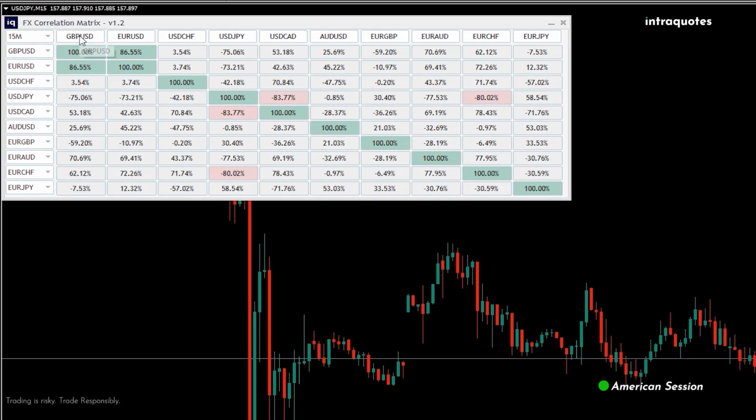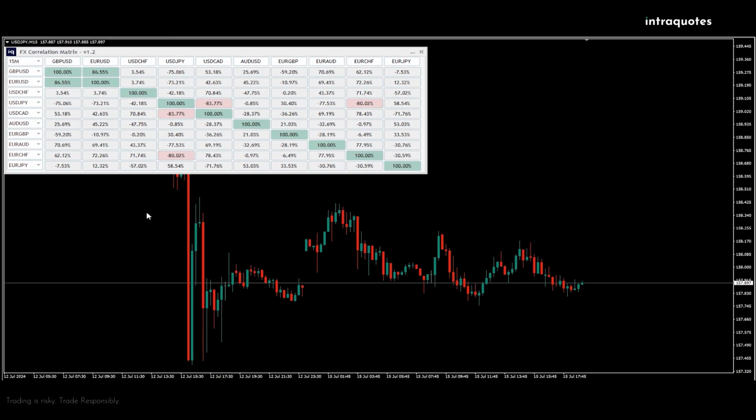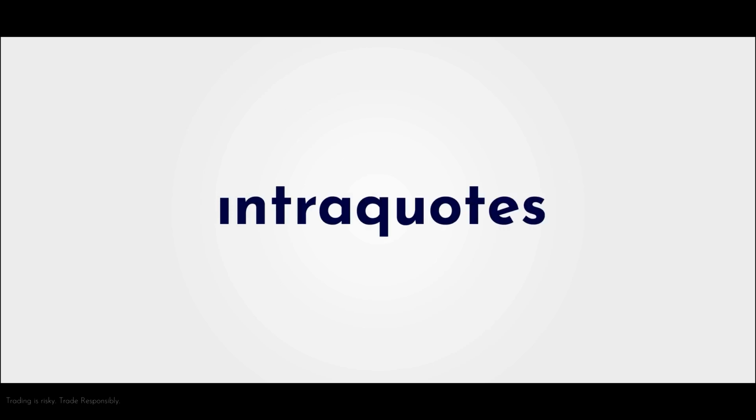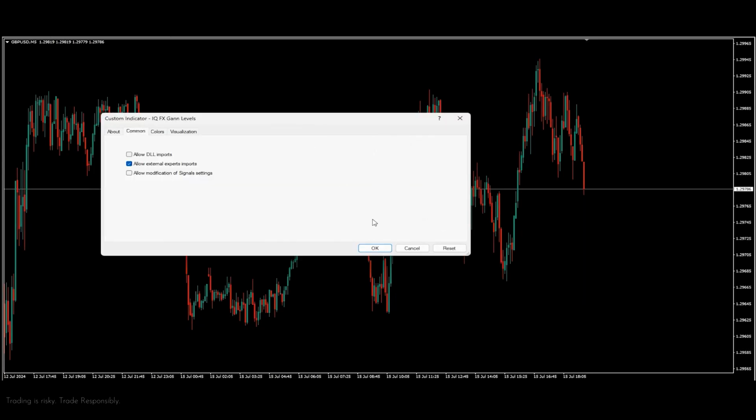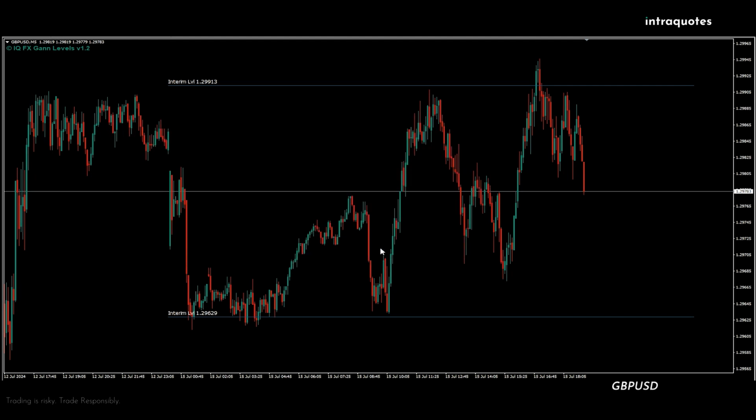Here GBP USD is giving a positive correlation signal with Euro USD. Let's check GBP USD then. Adding IQFX Gann levels indicator. Gann levels have been plotted on the chart instantly.